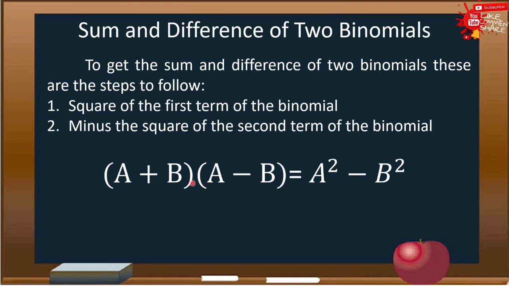Kahit pamao na si difference, tapos followed by sum, so it is the same. We will have the product, which is A squared minus B squared. So, it means that we have to get the square of A, then minus the square of B. So, now let us have examples.